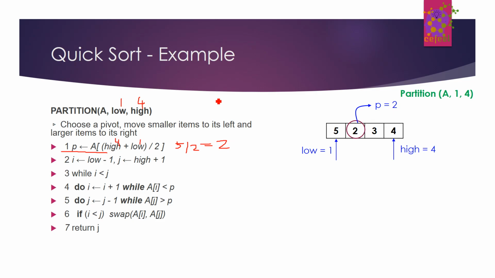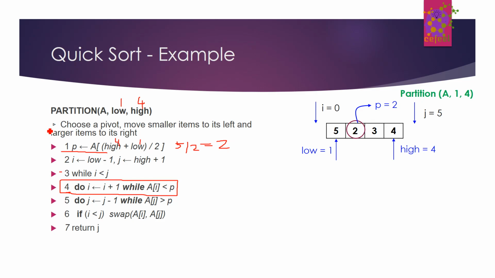So now we have P equals 2, and in step 2 we initialize: I starts from low minus 1, which is 1 minus 1, 0, and J is 4 plus 1, which is 5. Now we go to step 3, which means we start our while loop. What happens in the while loop? We check if I is less than J. Definitely I is less than J, 0 is less than 5, which means we have elements to cover. And in step 4, we start from the leftmost, which is I.